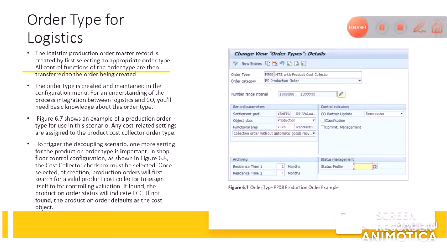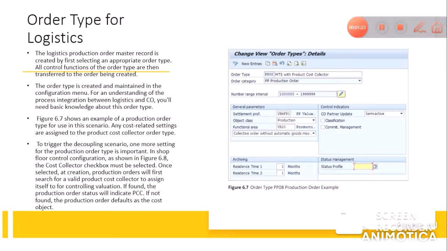So, order type for logistics. The logistics production order master record is created by first selecting an appropriate order type. All control functions of the order type are then transferred to the order being created. The order type is created and maintained in the configuration menu.